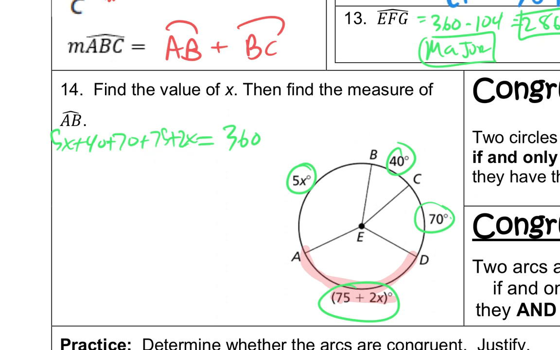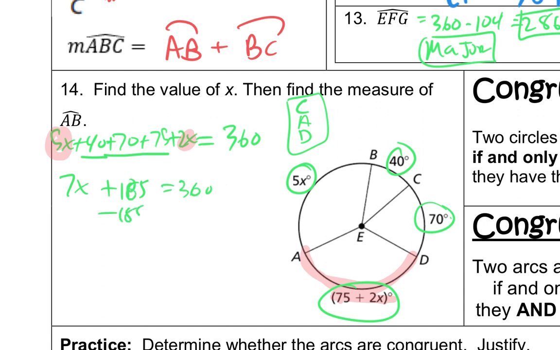We said the first step is combine like terms, then we're going to add the opposite and then divide. Those are our three steps. So let's combine. 5x plus 2x gives us 7x. Then 40 plus 70 plus 75, so that's going to be 185. That's going to be equal to 360.